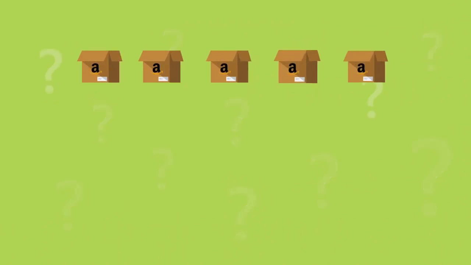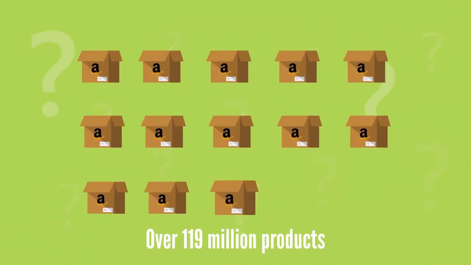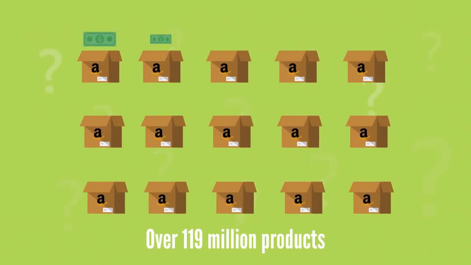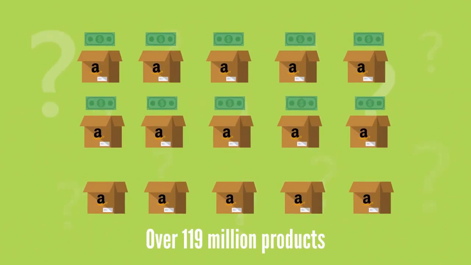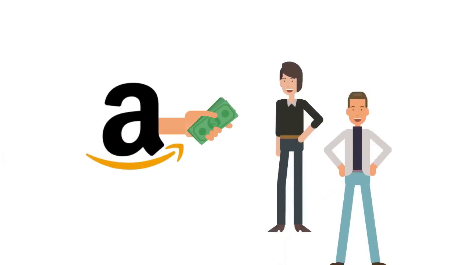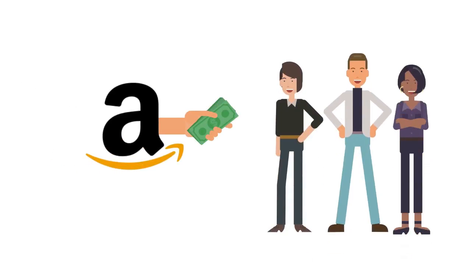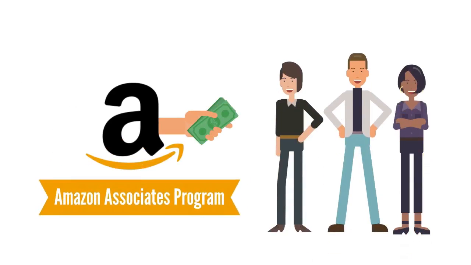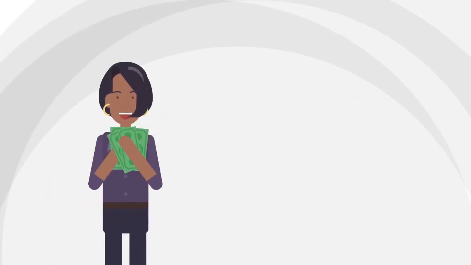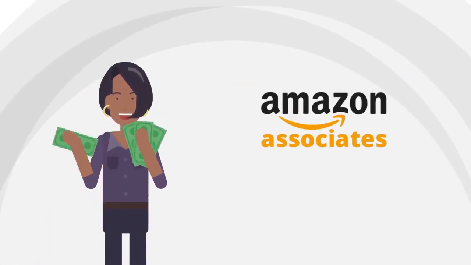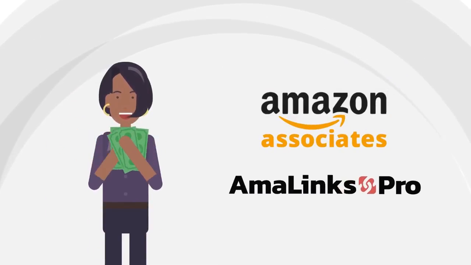Did you know there are over 119 million products on Amazon right now that generate billions of dollars in sales per year? Did you also know that Amazon is willing to share some of its revenue with bloggers and website publishers just like you through the Amazon Associates program? Keep watching to learn how you can make money with the Amazon Associates program and AmaLinks Pro.